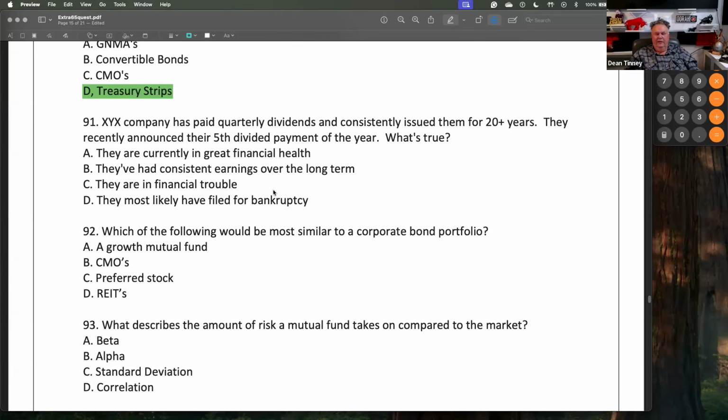So the board declares an extra dividend. Usually you pay quarterly, but the board has said, hey, we're doing so well, man. That they've had consistent earnings. No, it's actually A is the better answer. We're going to pay an extraordinary dividend. So it's A. Consistent's good. I mean, good, but A is better, right?